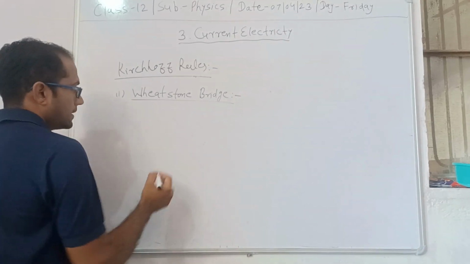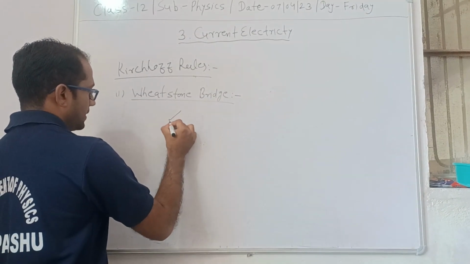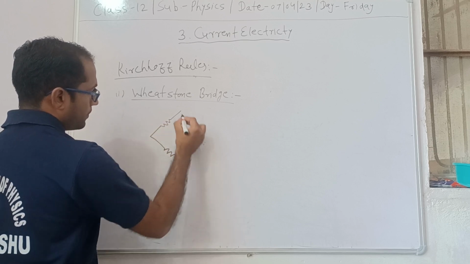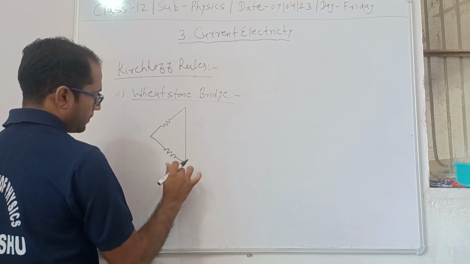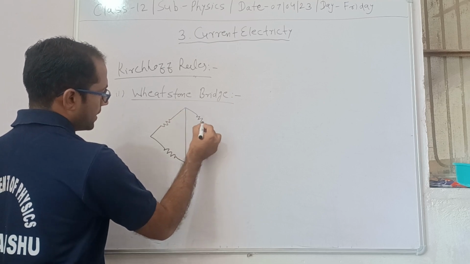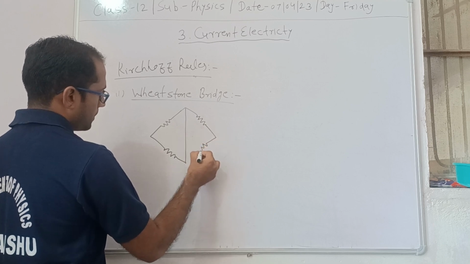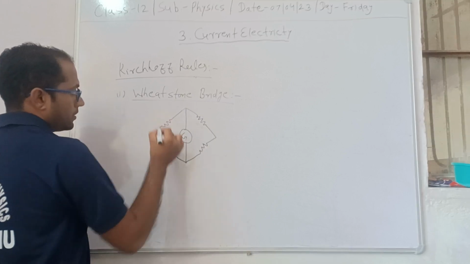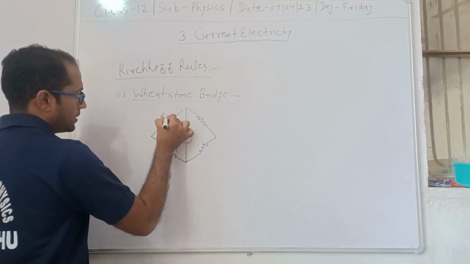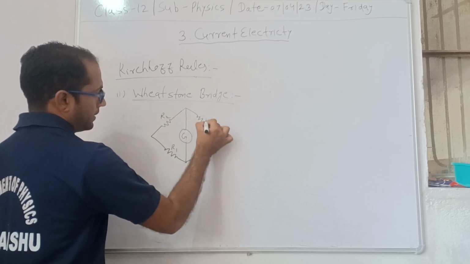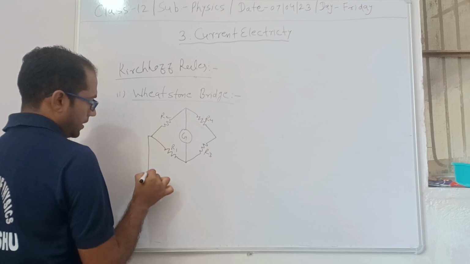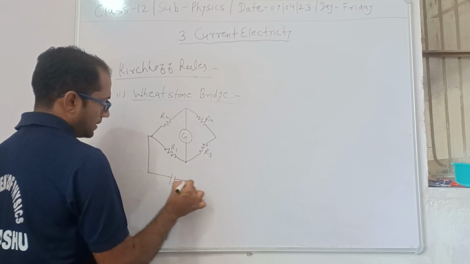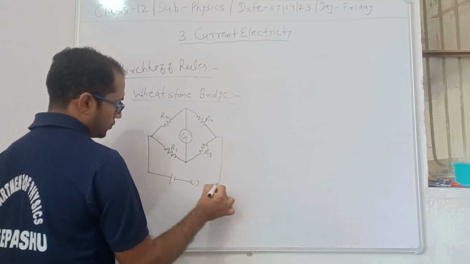Okay, actually the diagram of this Wheatstone bridge is like this. This is the diagram of the Wheatstone bridge, and a galvanometer is connected. The resistances are R1, R2, R3, and R4, and a battery and a switch are connected to these two points.